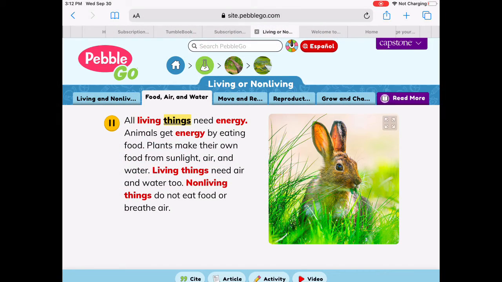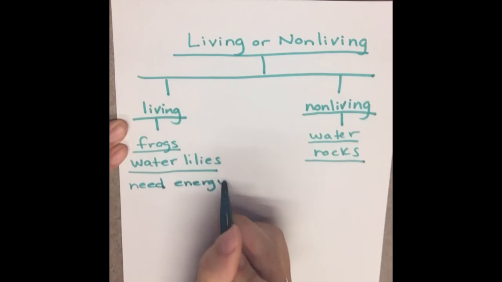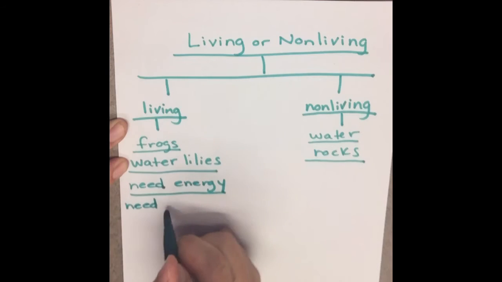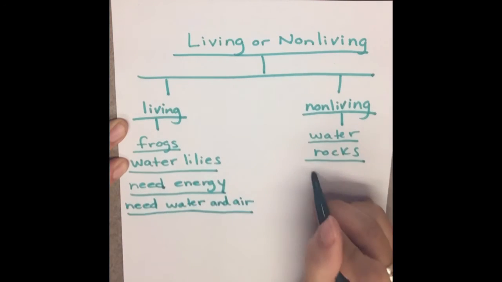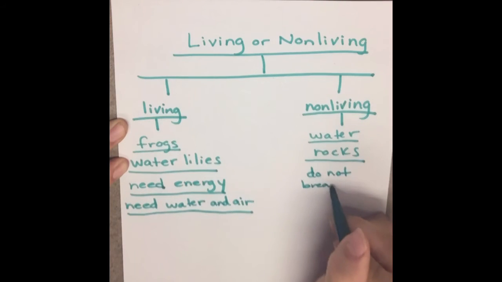All living things need energy. Animals get energy by eating food. Plants make their own food from sunlight, air, and water. Living things need air and water too. Non-living things do not eat food or breathe air. So after each section, I want to stop and think about what I learned and jot down any key important ideas so I don't forget them.